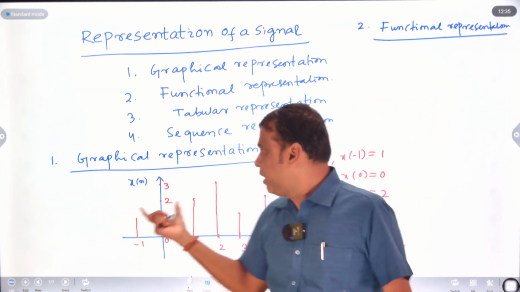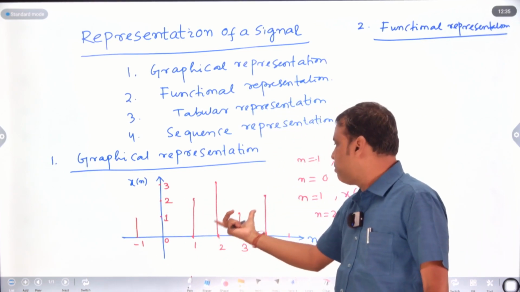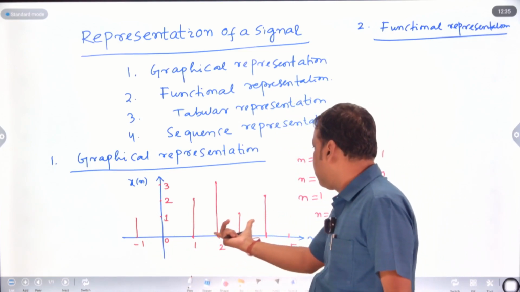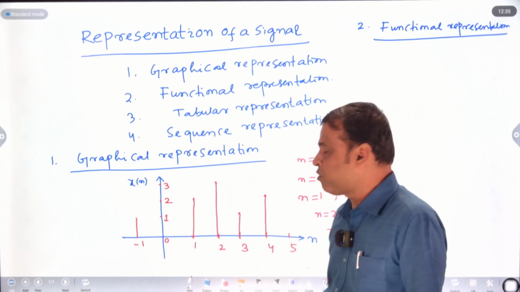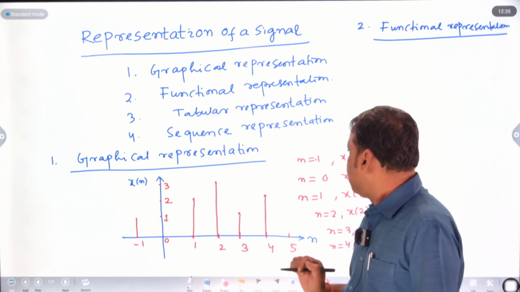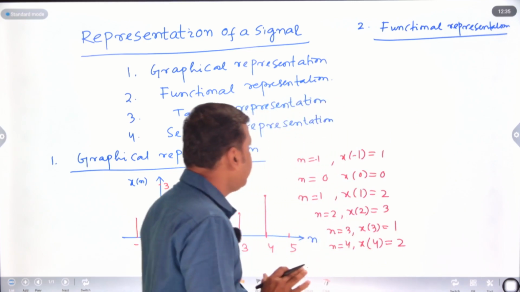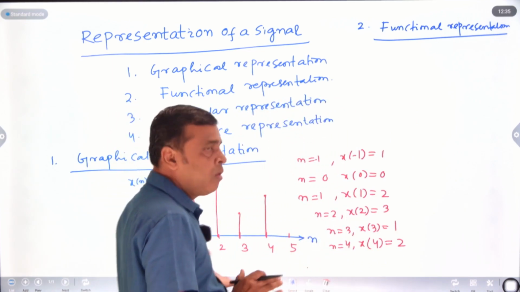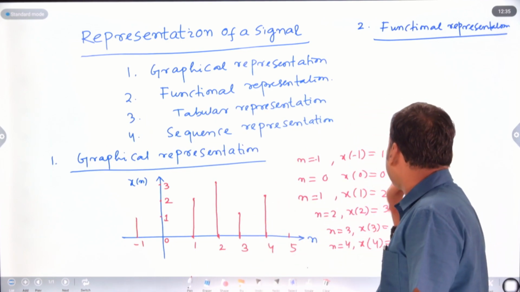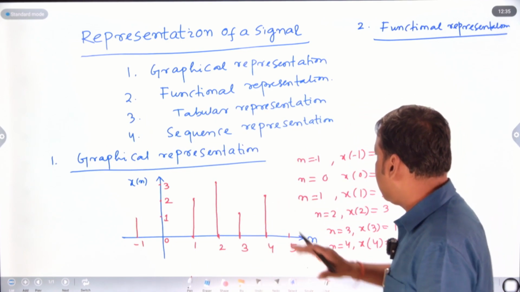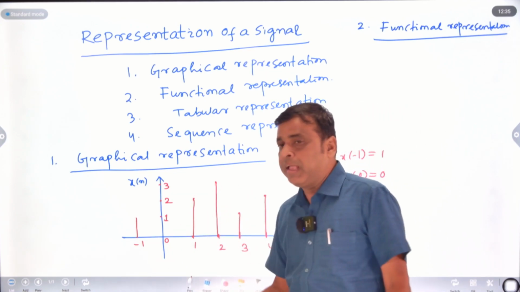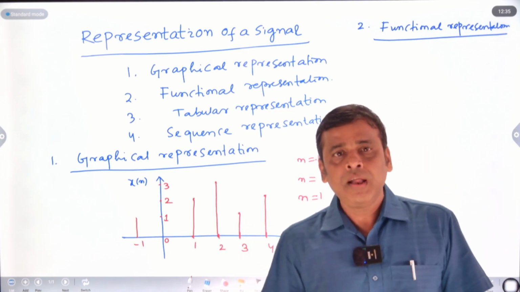Suppose a graphical representation is given, so that is sufficient information for you. You know that for n equal to 0, what is the value of x of 0? If n equal to 1, x of 1 is how much? All the data has already been given in the graphical representation. In this way we represent the discrete signal by means of graphical representation. As far as functional representation is concerned, this figure is not given. From this information I can represent the discrete signal in functional representation.